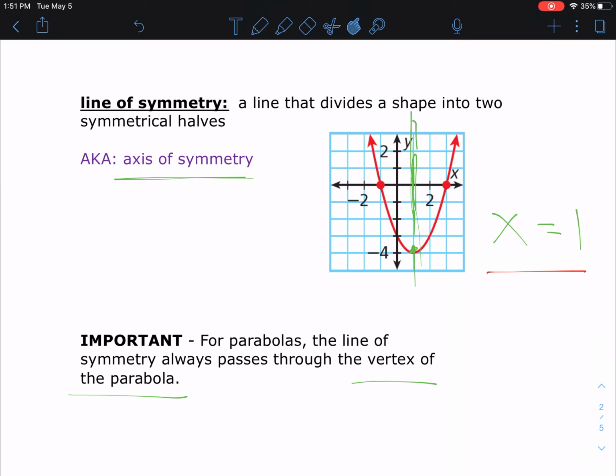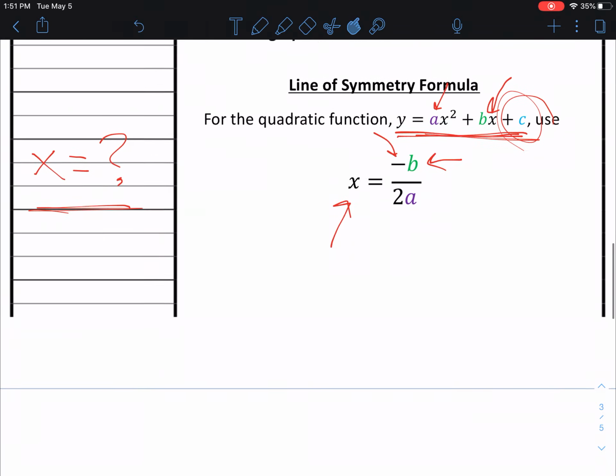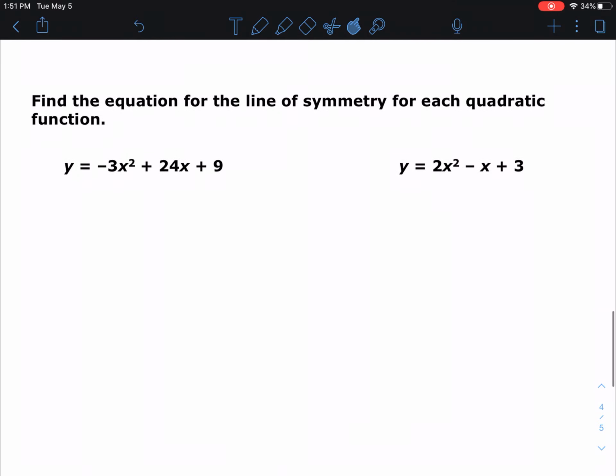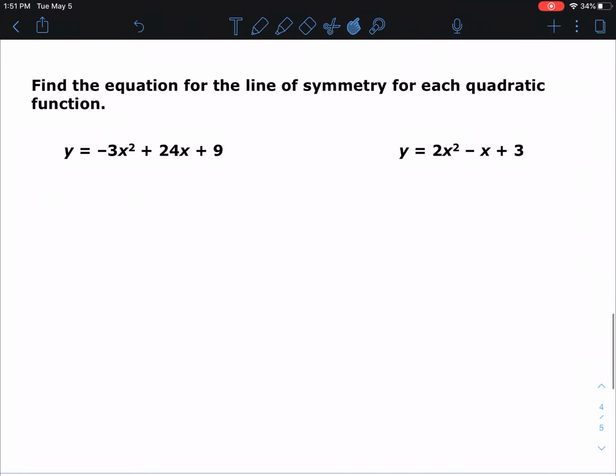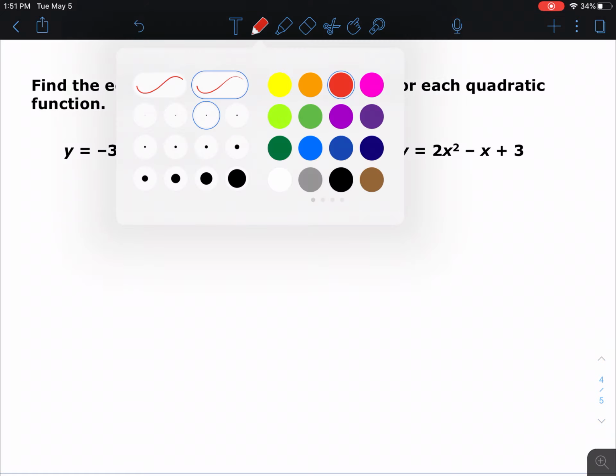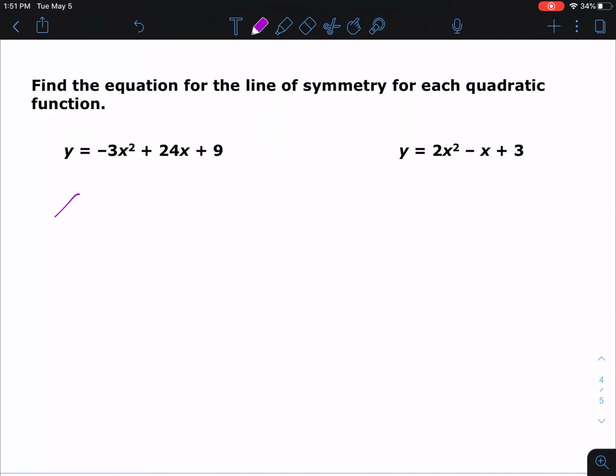So we're going to do that for a couple of problems. Your assignment will look kind of like this. It'll say find the equation for the line of symmetry for each quadratic function. Okay, so we don't have a graph, and we are just trying to find the axis of symmetry. So what you're going to do is write your formula first. So x equals negative b, or opposite of b, over 2 times a.